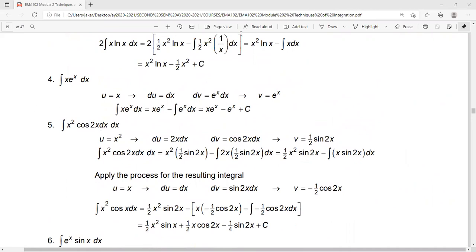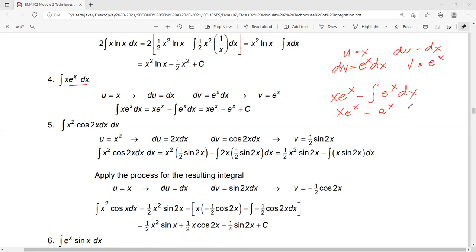We'll have this one first. So you assign your u to be x. Du is dx. dv is the rest of the expression, e raised to x dx. V is e raised to x. The integral answer should be x e raised to x minus the integral of e raised to x dx. Cross and drop. So you have x e raised to x minus e raised to x plus c. Okay?